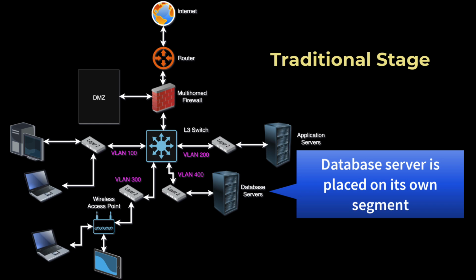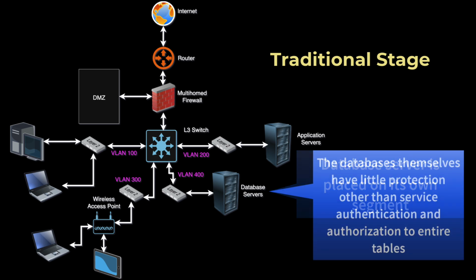If an attacker reuses a stolen credential or pivots laterally from a compromised host, the server has little context to challenge the request. Sensitive rows are protected only by coarse role-based privileges, and encryption at rest, if enabled at all, uses static keys that seldom rotate.